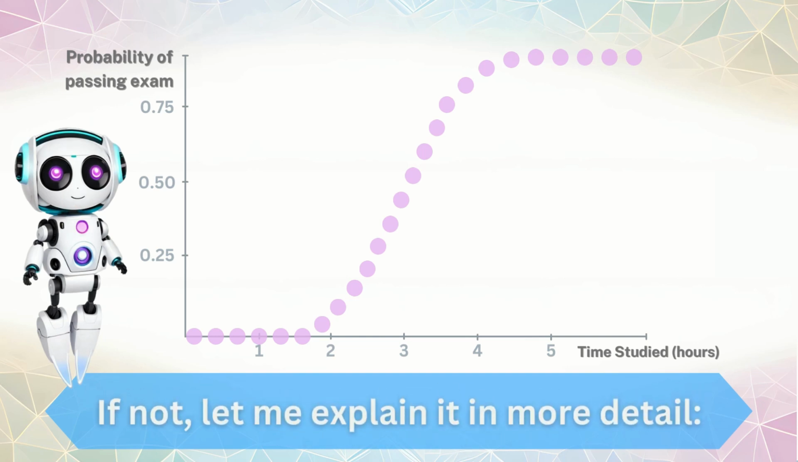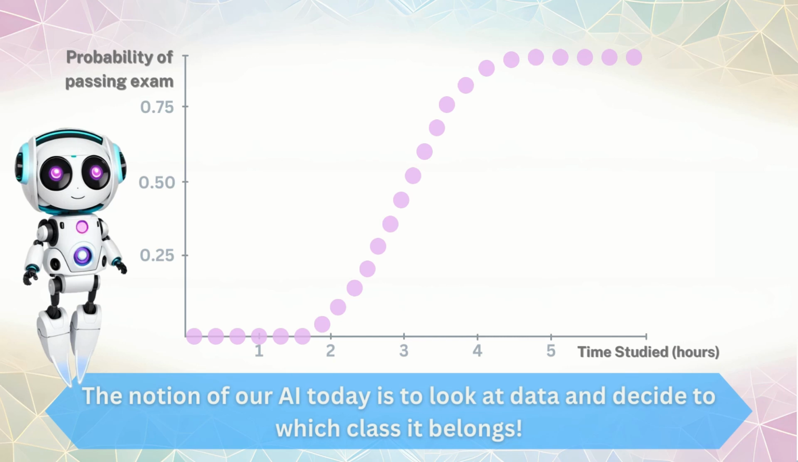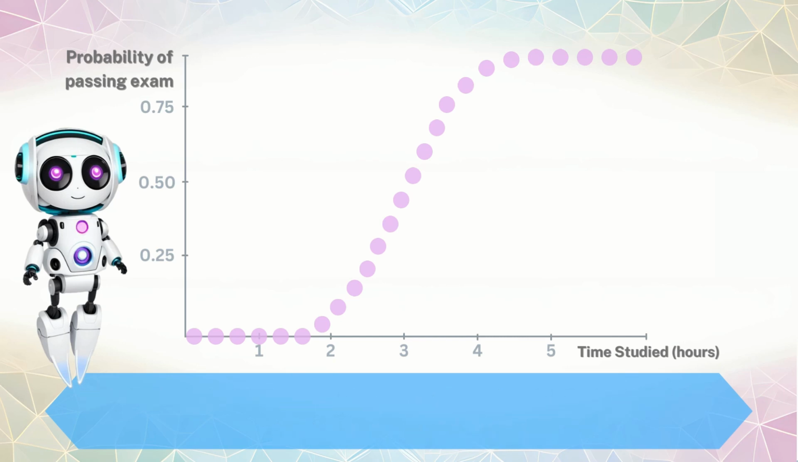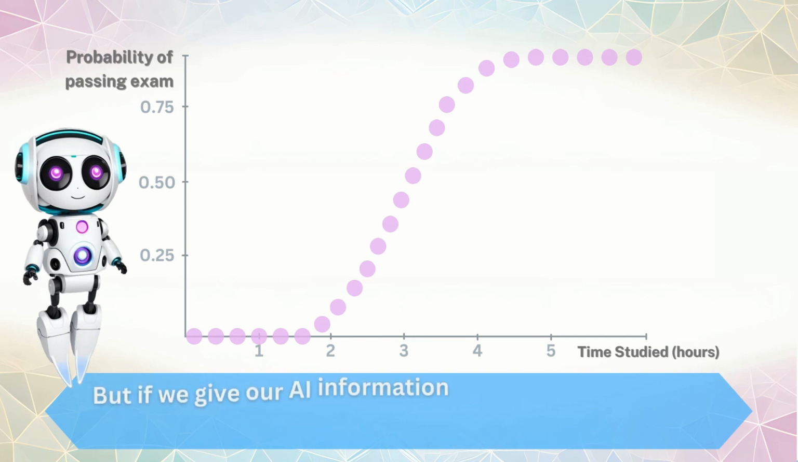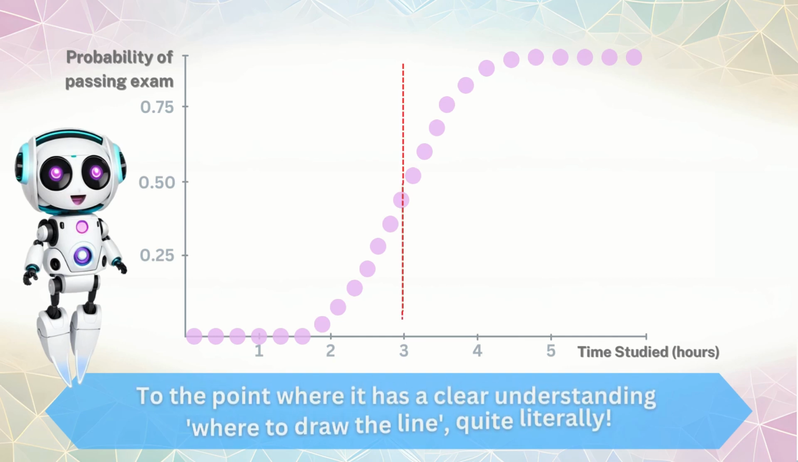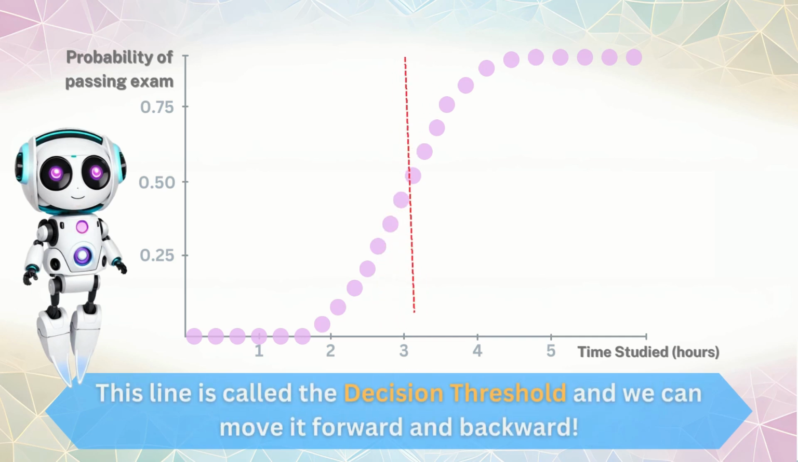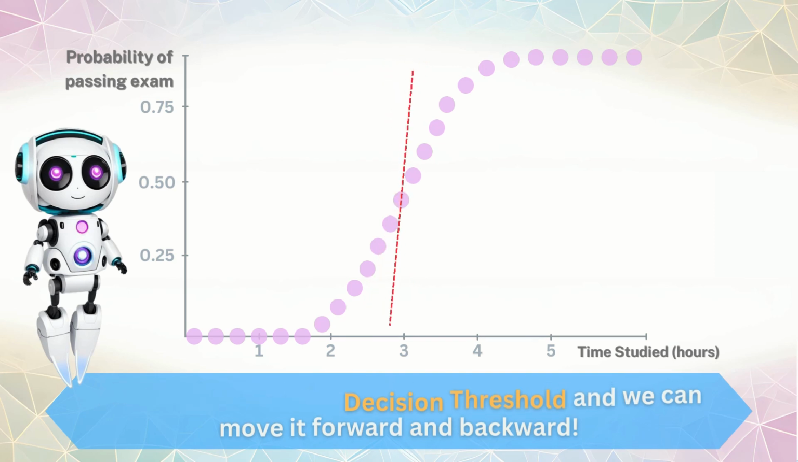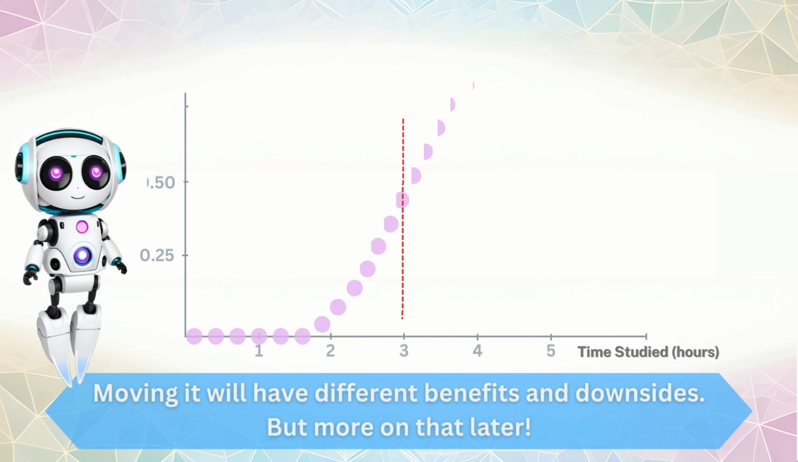If not, let me explain it in more detail. The notion of our AI today is to look at data and decide to which class it belongs. Without knowing anything about the data, that is nearly impossible. But if we give our AI enough information to process, it begins to learn how to distinguish between the classes, to the point where it has a clear understanding where to draw the line, quite literally. This line is called the decision threshold, and we can move it forward and backward. Moving it will have different benefits and downsides, but more on that later.